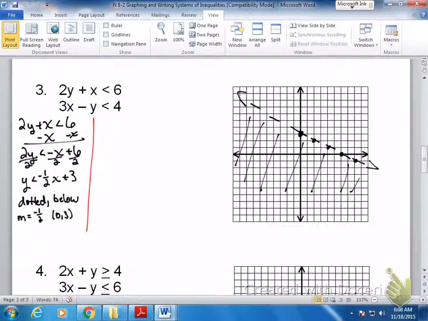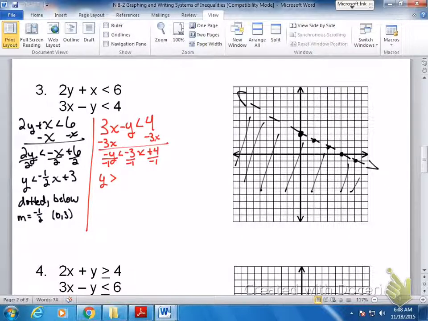Now let's do the other equation. 3x minus y is less than 4. The first thing, of course, we've got to move our x's to the other side, so minus 3x. That leaves me negative y is less than negative 3x plus 4. Now, we can't have that negative y on there, so we're going to have to divide everything by negative 1. But remember, if you divide or multiply a negative across an inequality, it's going to flip. So now we're going to have positive y, but now it's going to be greater than.